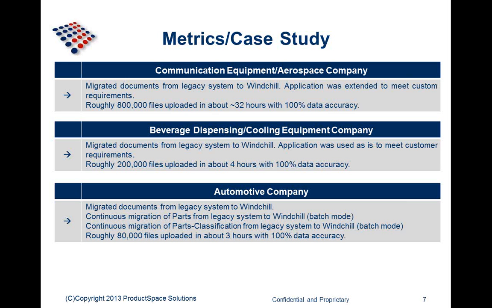In the third case, an automotive company wanted to migrate documents, parts, and classification information from a legacy system to Windchill. The data migrator was used as is, and we migrated roughly 80,000 documents in about 3 hours with 100% data accuracy. One important thing to note here is they are doing the continuous migration of parts and part classification from the legacy system to Windchill. So they are using the data migrator in batch mode to continuously migrate the objects.